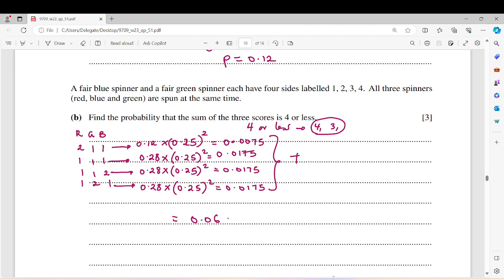So the probability of a red showing us 2 is 0.12. So for green and blue, the probability is the same. That's why we have 0.25 times 0.25. Having the red one giving us 1 is 0.28. Then 1 on green and blue, 0.25 squared. And when you add all these up together, you end up having 0.04.